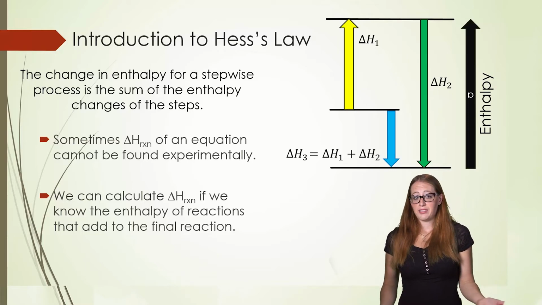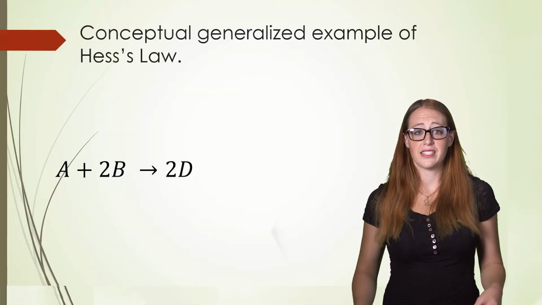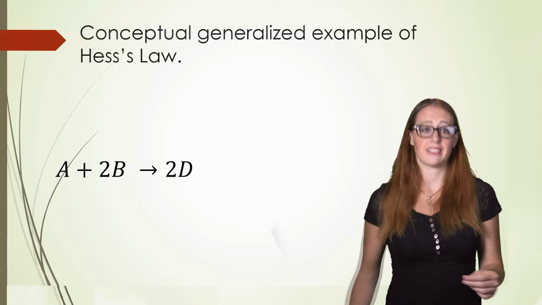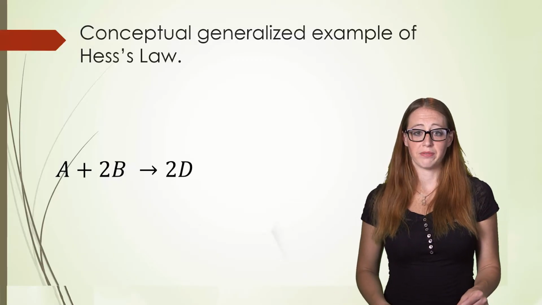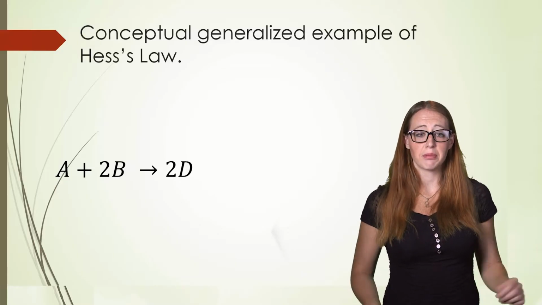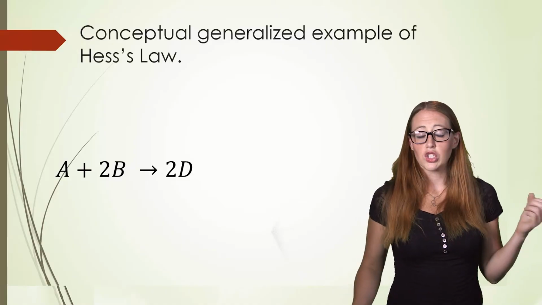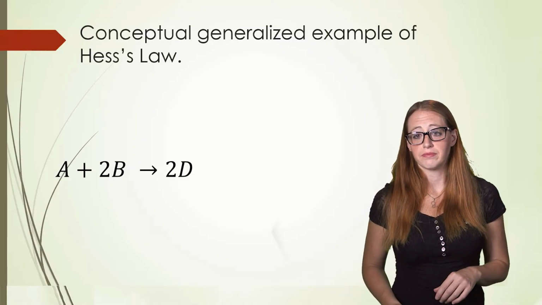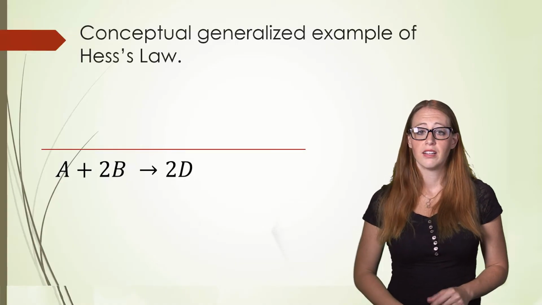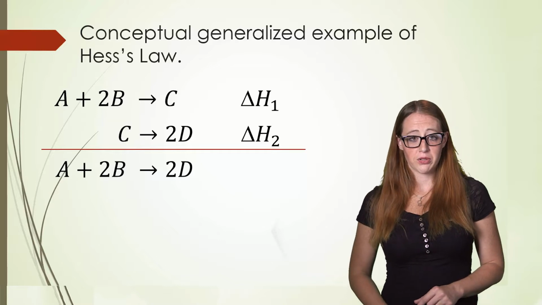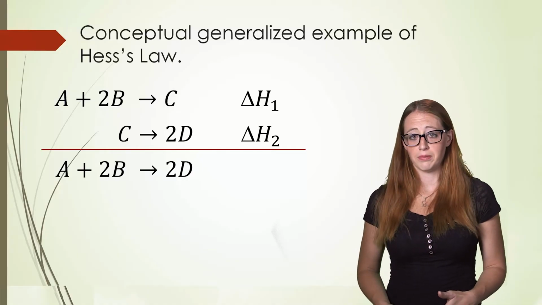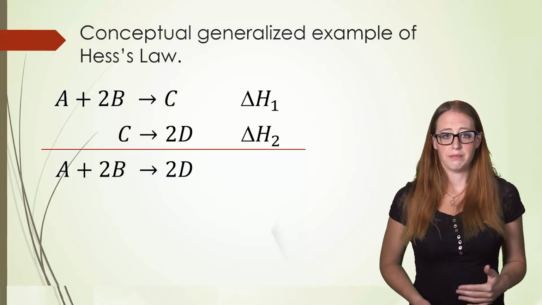So how do we actually do these? Let's take a really conceptualized general example that's simple, and then we're going to add some complexity to it, and then we'll do an actual reaction. So for our generic reaction, let's say that we have this reaction, A plus 2B goes to 2D, but let's say that there's no way to experimentally determine it. But what if we can experimentally determine these two other reactions? The A plus 2B goes to C, and the C goes to 2D.